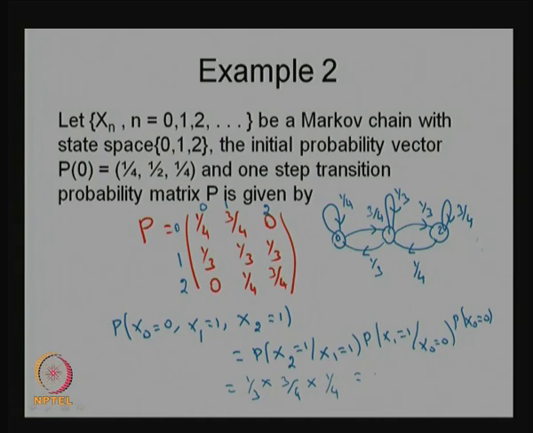So, if you do the simplification, you will get 1/60. So, this is the joint distribution of the system was in the state 0 at 0th step, the system was in the state 1 at the first step and the system was in the state 1 at the second step. That probability is 1/60. Similarly, you can find out the other probabilities also. Suppose our interest is what is the probability that at the end of the second step the system will be in the state 1.